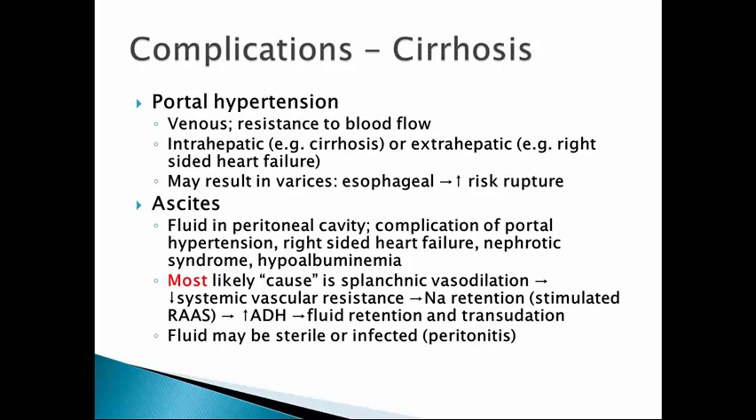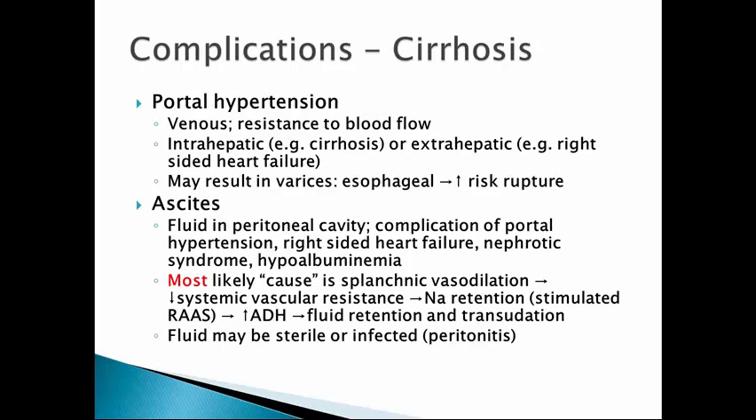So with portal hypertension, this is on the venous side. And on the venous side, there is a lot of resistance to blood flow, and that makes sense. Remember, you've got this fibrotic, cirrhotic liver, with changes in the vascular system that are going to cause resistance to blood flow. This happens both inside the liver because of the cirrhosis, so it's intrahepatic, but there are also extrahepatic effects outside of the liver. So portal hypertension can also cause right-sided heart failure.